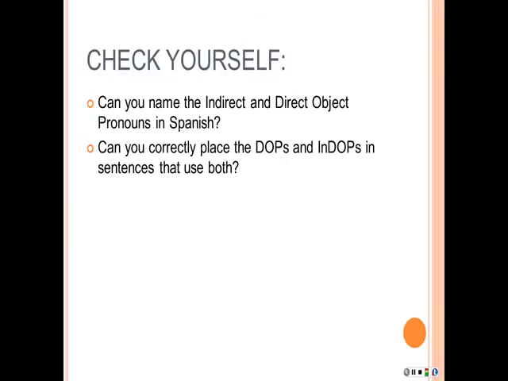Time to check yourself. Thank God. Can you name the direct and indirect object pronouns in Spanish? Yes, I hope so. Can you correctly place the direct object pronouns and indirect object pronouns in sentences that use both? Remember, the indirect object pronoun comes first, and then the direct object pronoun. It only gets a little tricky if you have to tack them onto the end of the verb when there's expressions with unconjugated verbs and participles. So I think I've given you some stuff to think about, maybe.